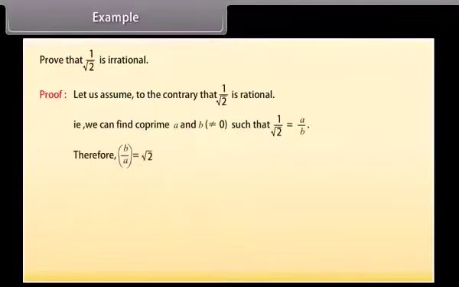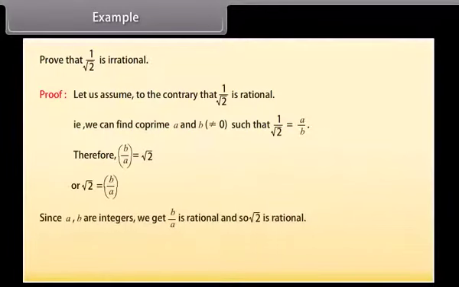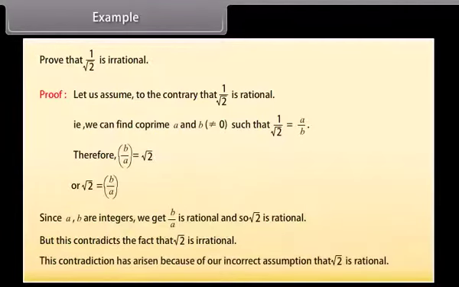Therefore, b upon a is equal to square root 2, or square root 2 is equal to b upon a. Since a and b are integers, we get b upon a is rational and so square root 2 is rational. But this contradicts the fact that square root 2 is irrational. This contradiction has arisen because of our incorrect assumption that 1 upon square root 2 is rational.